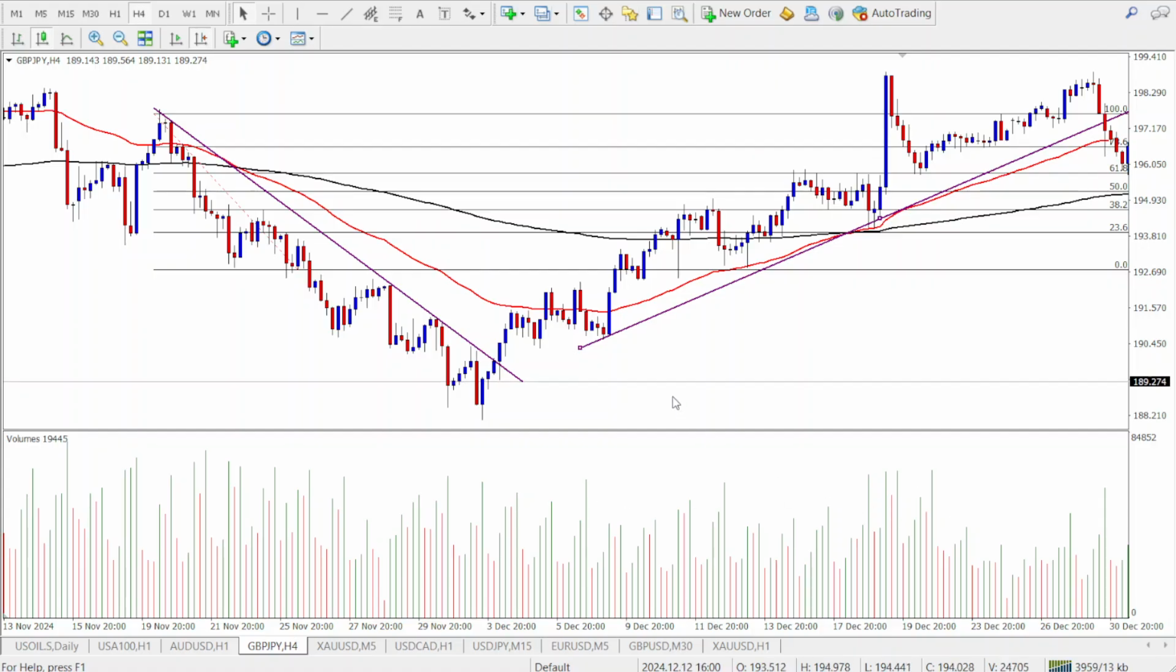Okay, so for example, we can see that we had a pullback around here. You can see that this volume was low around here, and you can see that continuation. You can see there was an increase in volume. Then another way to confirm a pullback entry is the break of minor structure.